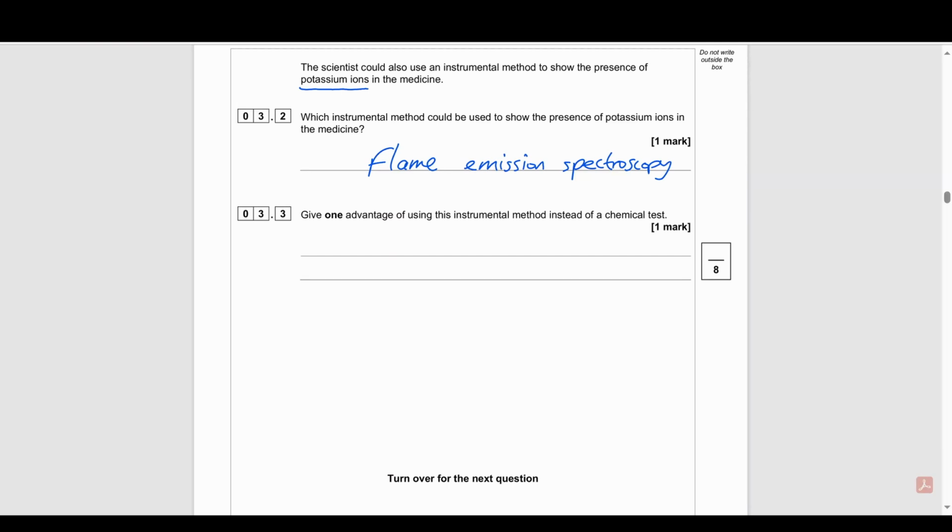3.3. Give one advantage of using this instrumental method instead of a chemical test. Well, if we're using instrumental methods, there are many advantages of doing it. As we said before when we were describing the method for flame tests, there is a chance that there could be some contamination if it's not handled properly, and this could affect the outcome of the result. There could be some overlapping of colors, so it may be difficult to tell, maybe a bit subjective. With our instrumental method, it's going to have less human error. So that means that our result is going to be more accurate.